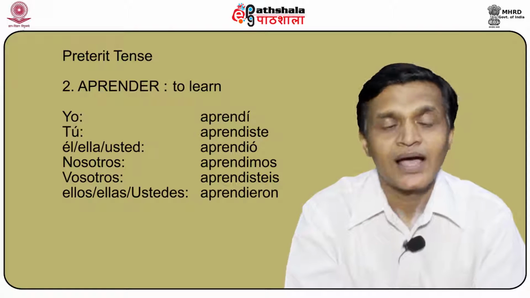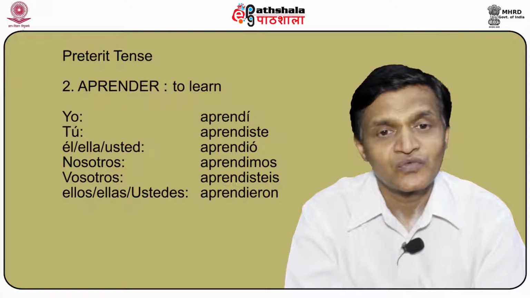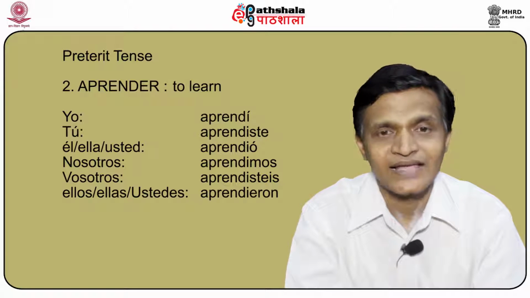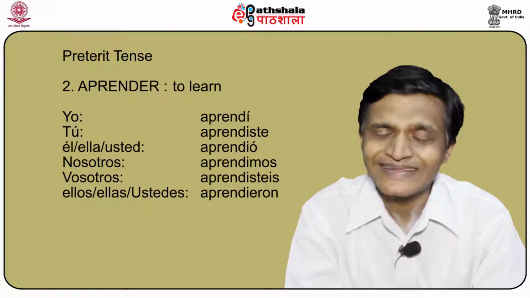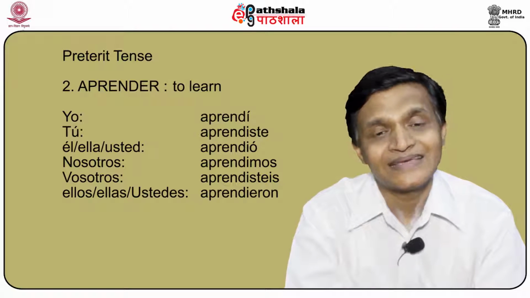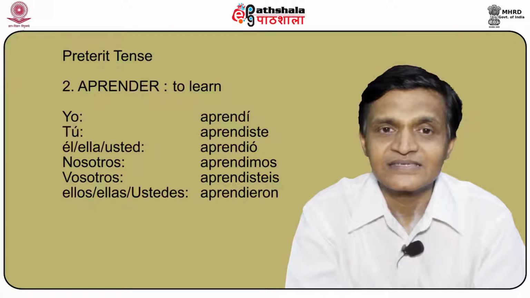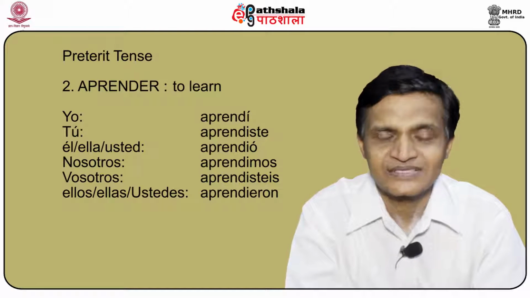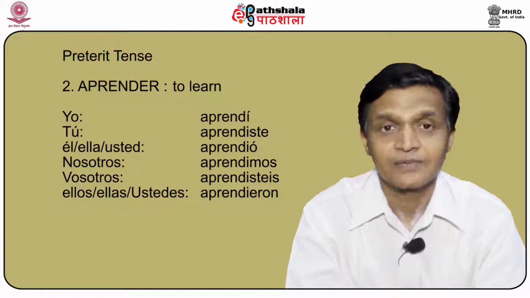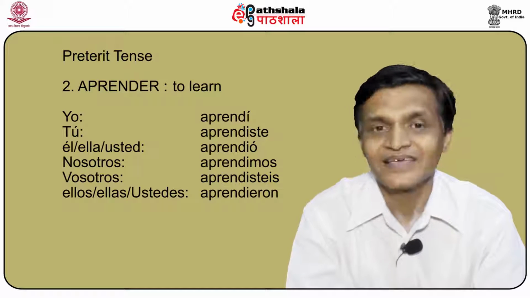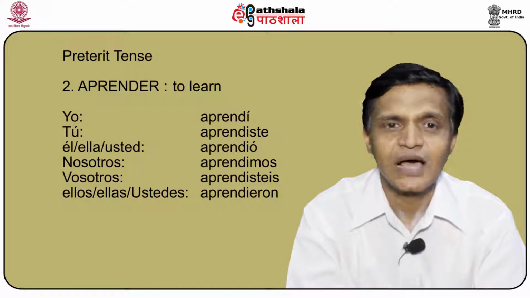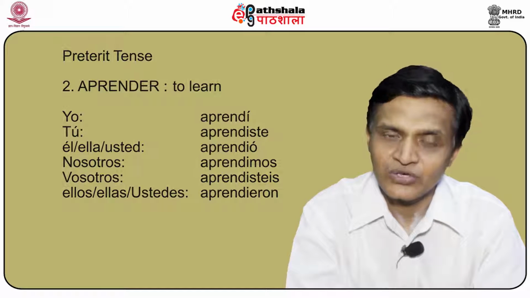accent on O, and nosotros aprendimos, vosotros o vosotras aprendisteis, and ellos, ellas, and ustedes aprendieron. So, aprendí with an accent on I, aprendiste, aprendió with an accent on O, aprendimos, aprendisteis, and aprendieron. The preterite of aprender is aprendí, aprendiste, aprendió, aprendimos, aprendisteis, and aprendieron.